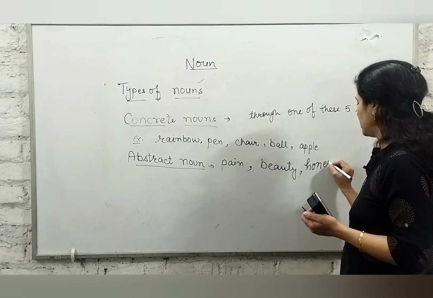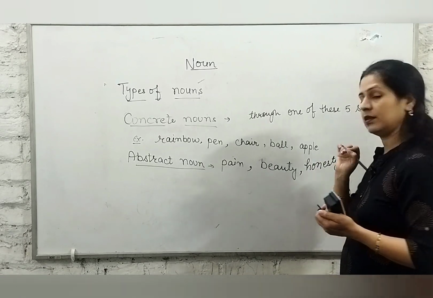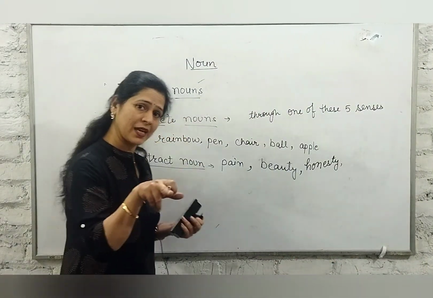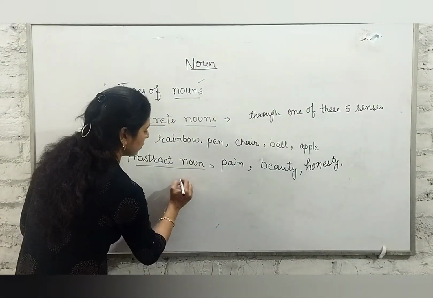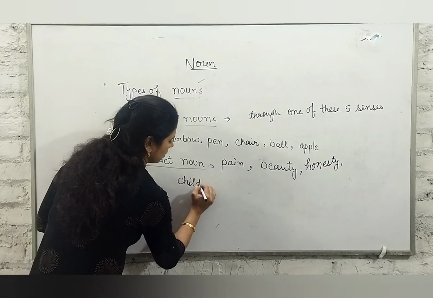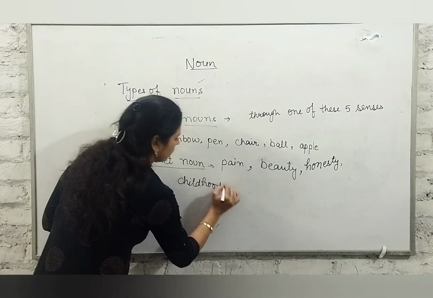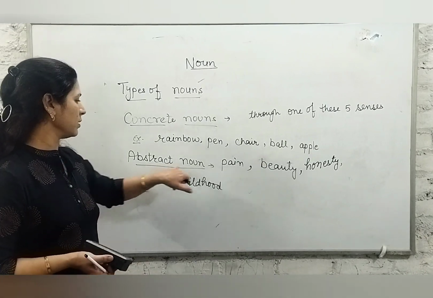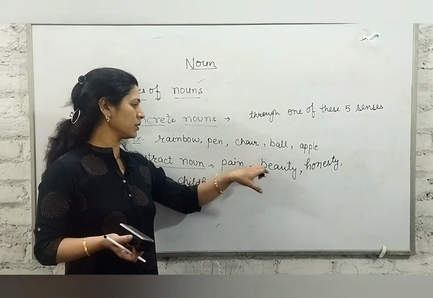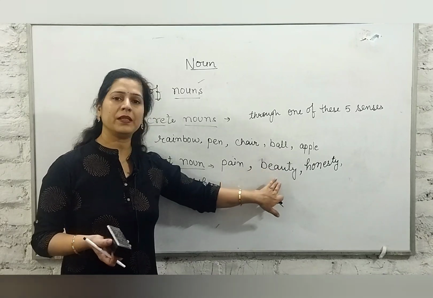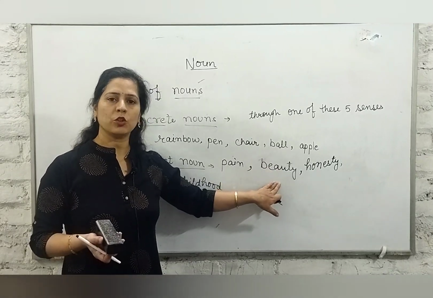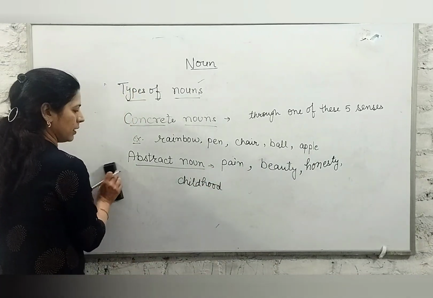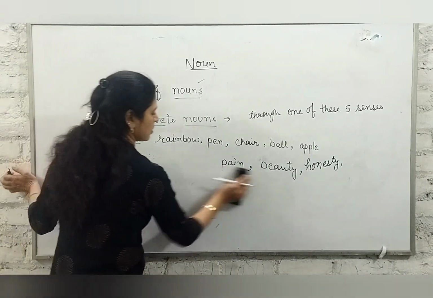One more example, honesty, right? Childhood. You can see a child, you cannot see his childhood. Right? So basically, what did I say? I said that abstract nouns are the nouns that cannot be touched, that cannot be seen, that can be felt only. Those come under the category of abstract nouns.